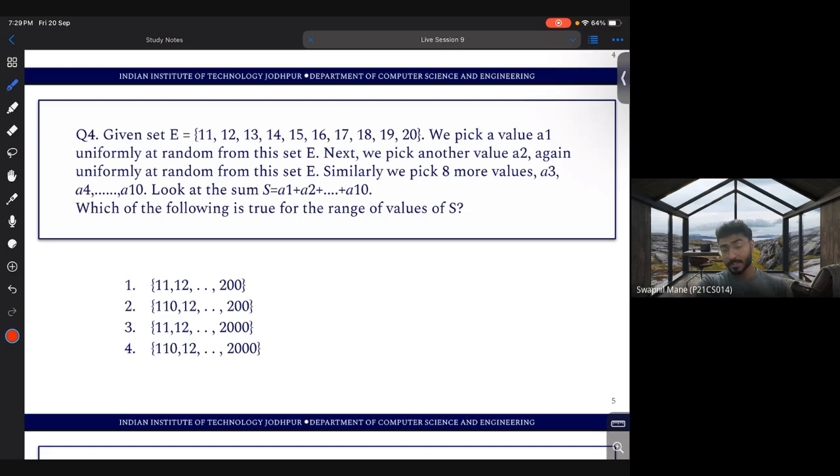Which of the following is true for the range of values of S? This question has been explained directly in the lecture videos, so maybe you understood. Is there anyone who wants to answer this question?